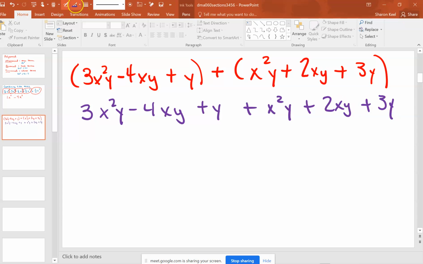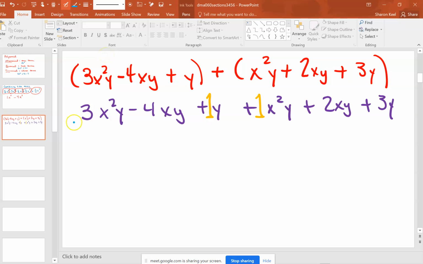Now, if it makes you happier, I do not mind. Like this term did not have a number. If it makes you more comfortable to write a 1 there and here, if you feel more comfortable that you won't forget to use a 1, please feel free to write it. It's absolutely fine to do so.